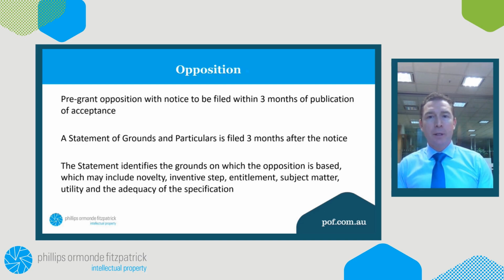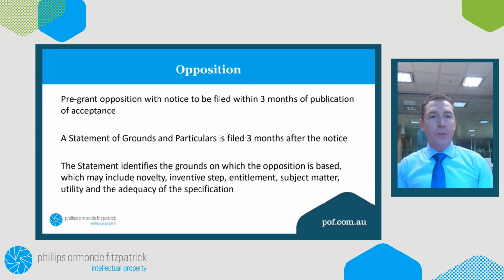Once an Australian patent application has been examined and accepted for grant, a third party has 3 months from publication of acceptance to commence an opposition proceeding. An opposition is commenced by filing of a simple notice which identifies the opposed application and the name of the opponent.